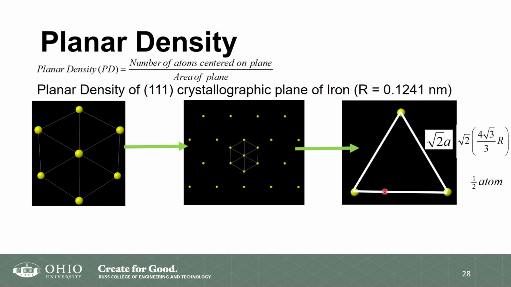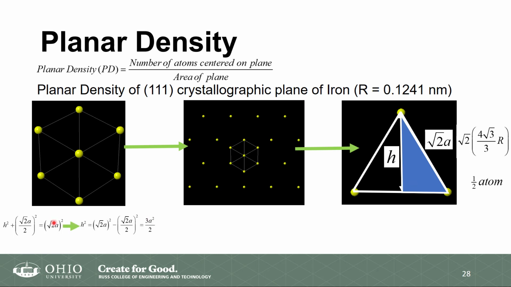So the plane we're dealing with is a triangle, and the area of a triangle is 1/2 base times height. So now that means we have to figure out the height of this triangle, which looks like this. So we have this relationship between the height, half of the base, and the edge. So we go back to our favorite equation, Pythagoras, which is that h squared plus 1/2 the base squared equals the side squared. We work that out, we get that h squared equals 3a squared over 2.